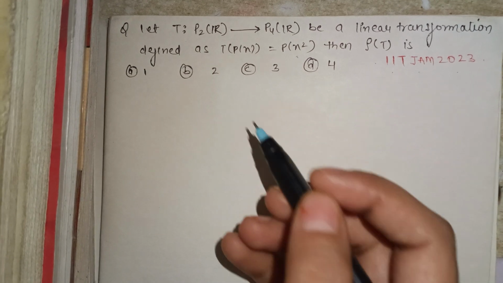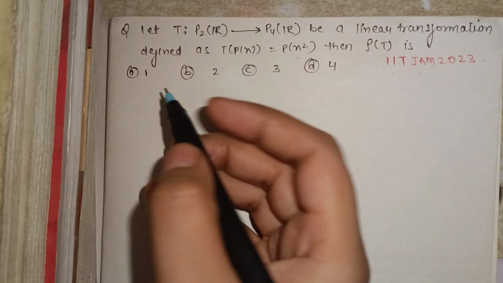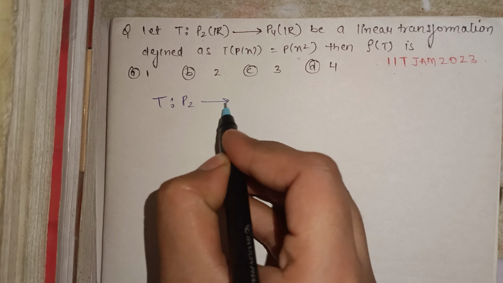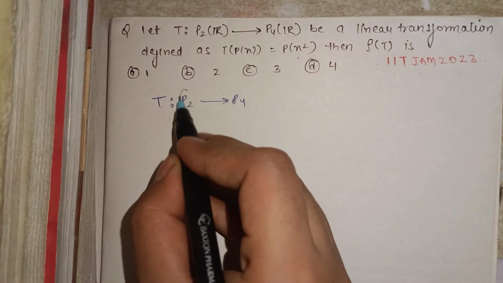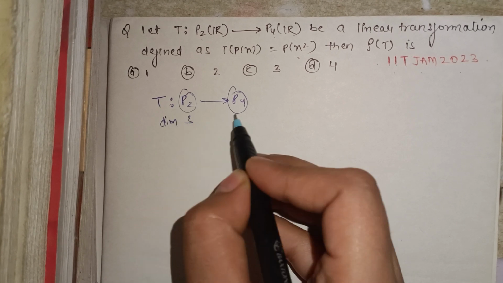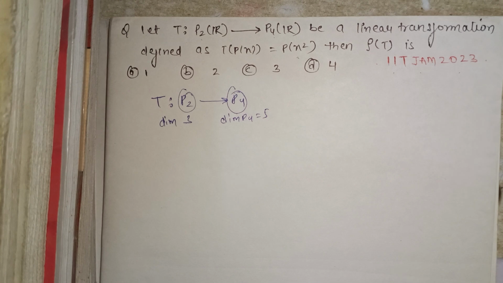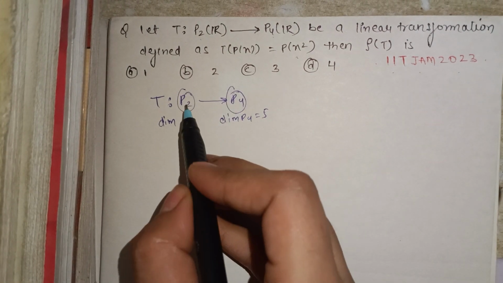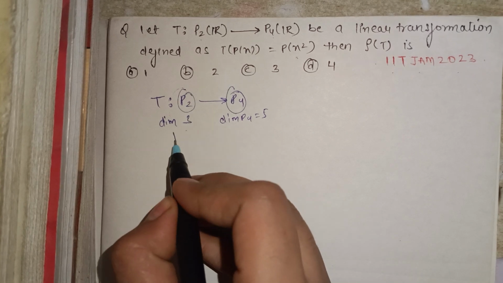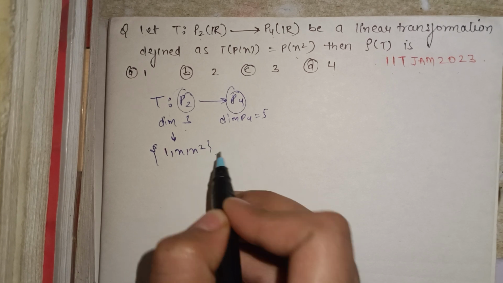So here T is a transformation from P2 to P4. The dimension of P2 is 3 and the dimension of P4 is 5, that is n plus 1. So the number of elements in the basis of P2 is 3. Which elements are there? 1, x and x square.